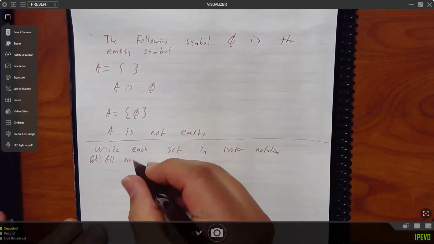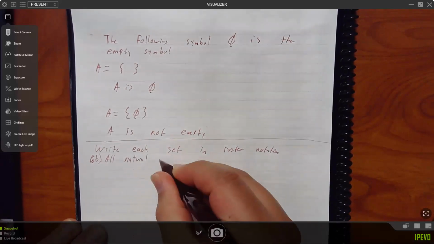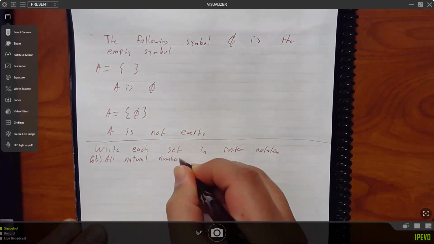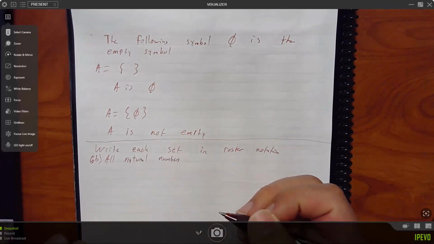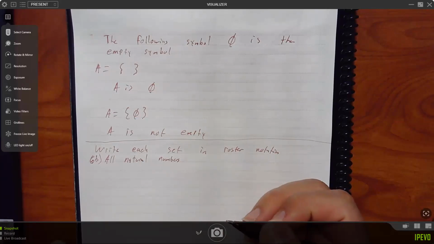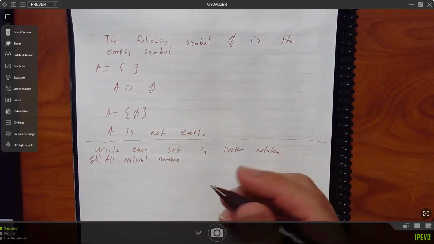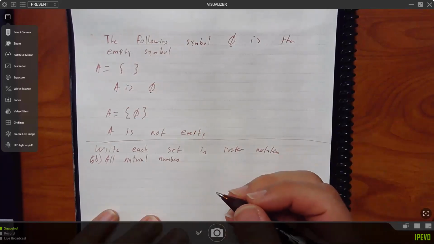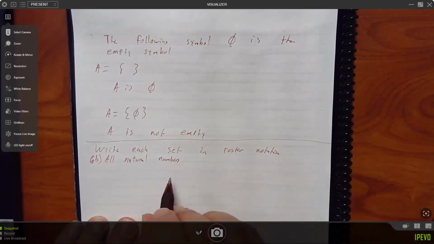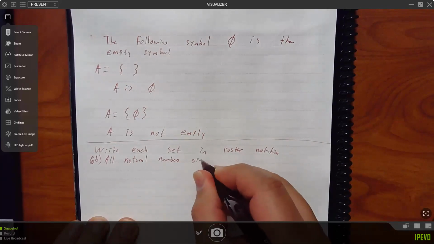So that's what natural means. I've read a few math books. Some argue about including zero or not. So I always say that just in case you read a weird math book and they disagree. All natural numbers greater than 7.